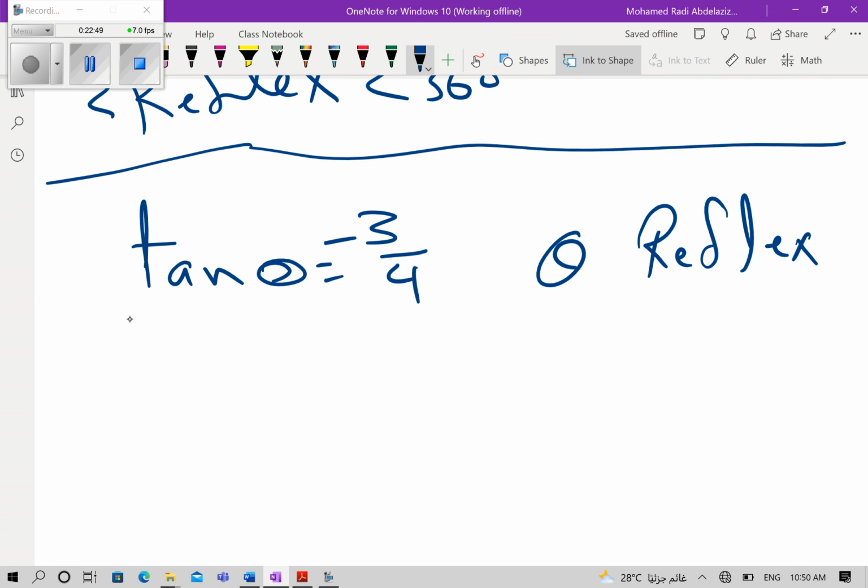Reflex means third or fourth. It's given tan negative. Tan negative in which quadrant, third or fourth? Fourth. Now is it clear?